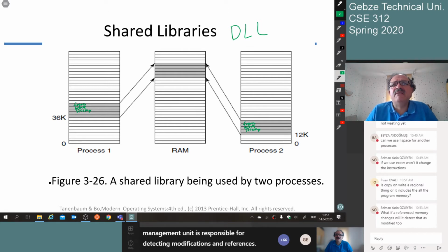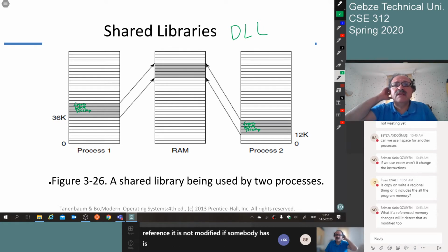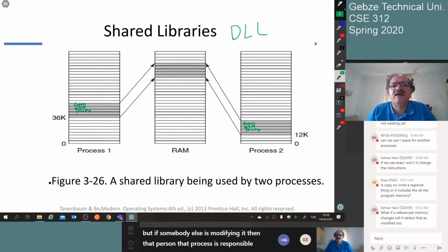If I am reading a memory location, it is a reference, it is not modified. If somebody else is modifying it, it is the responsibility of that process to make a copy and use that copy after that. I will not be affected. If I am just referencing it, if I am reading it, I will be fine. But if somebody else is modifying it, then that process is responsible for making a copy and modifying the copied version.